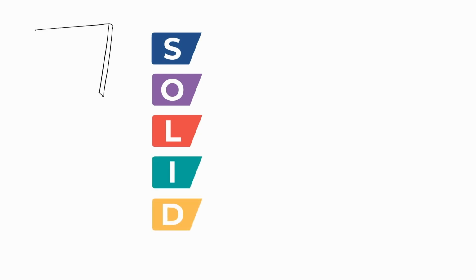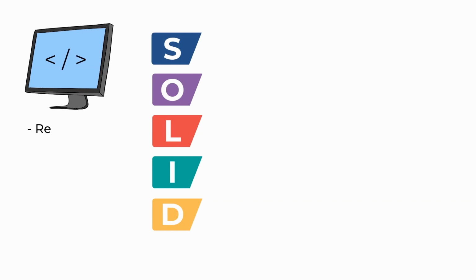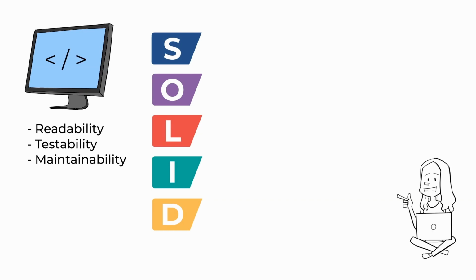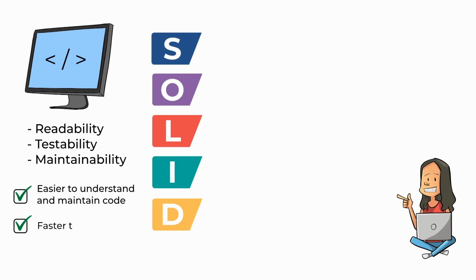The SOLID principles of programming are a modern programming paradigm that emphasizes the use of modular, well-defined, and cohesive code. It strives for readability, testability, and maintainability. The main advantages of using SOLID principles are that it is easier to understand and maintain code, that it is faster to write, and that it is more adaptable to change.